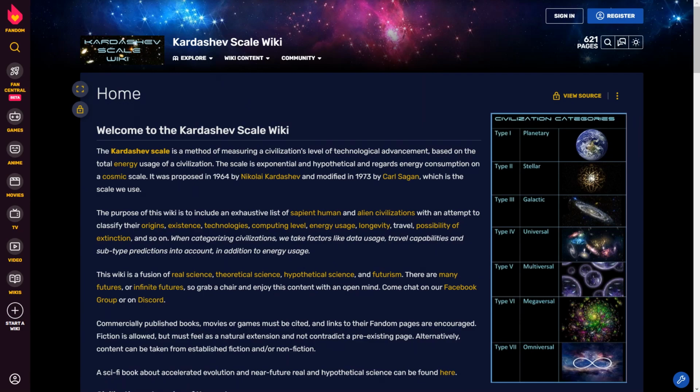So let's see. The Kardashev scale is a method of measuring a civilization's level of technological advancement based on the total energy usage of a civilization. The scale is exponential and hypothetical and regards energy consumption on a cosmic scale. It was proposed in 1964 by Nikolai Kardashev and modified in 1973 by Carl Sagan, which is the scale we use.